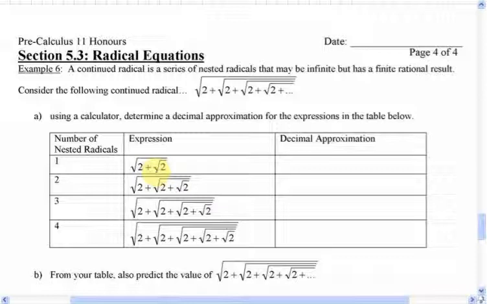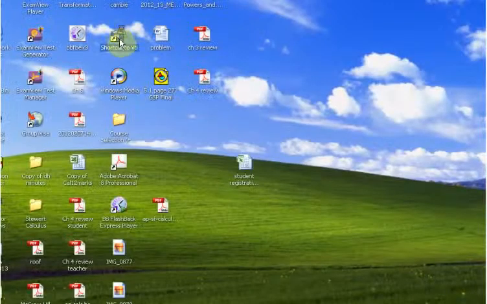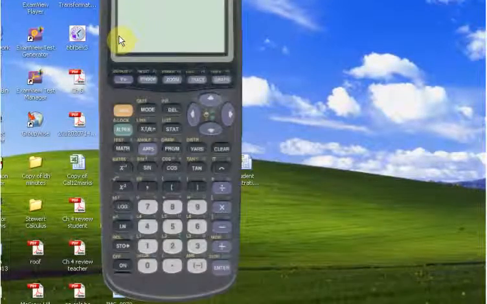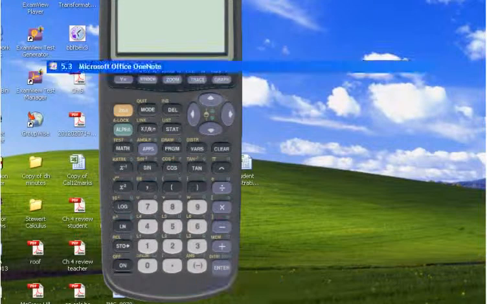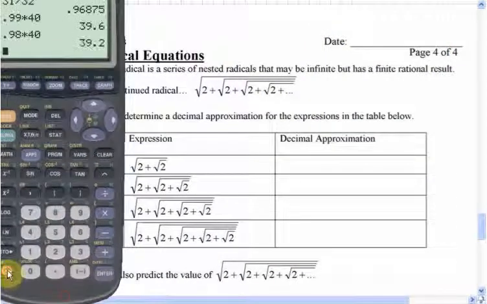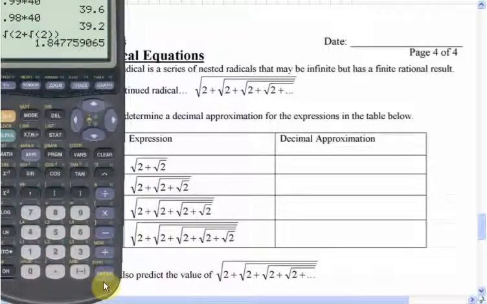Okay? So take out your calculators, please. I'll take out mine, you take out yours. Okay, and I want you actually to type this into your calculator and see what actual decimal you get. So I'll do the first one with you. Root 2 plus root 2. And then don't forget to close your brackets. And I got about 1.84.